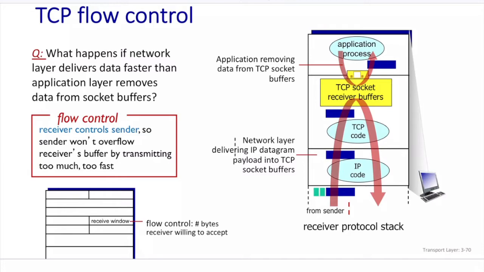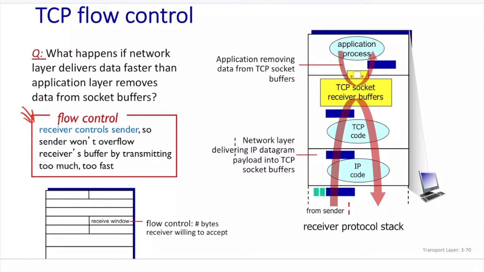So basically, only the receiver knows the current state, the situation of the receiver. So TCP flow control is a mechanism by which the receiver can notify how fast or how slow the sender can send. Okay, so take a look at this figure right here. The flow control means the receiver controls the sender, so the sender won't overflow the receiver's buffer by transmitting too much too fast.